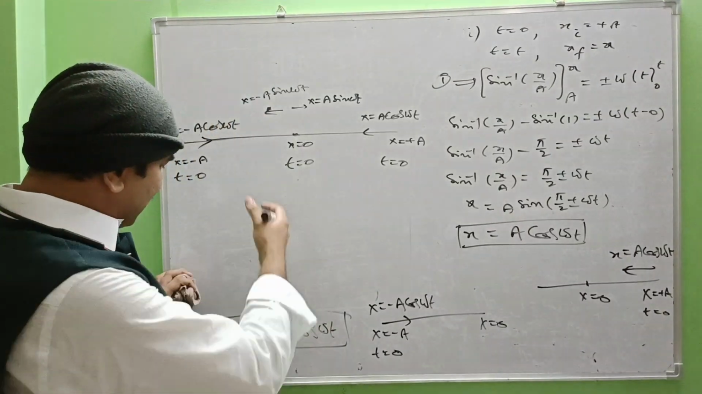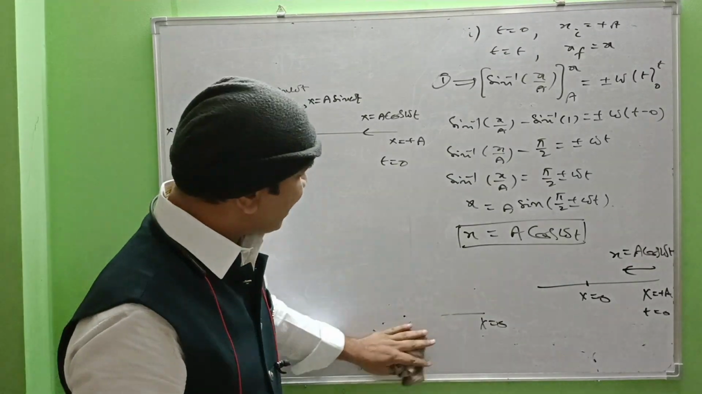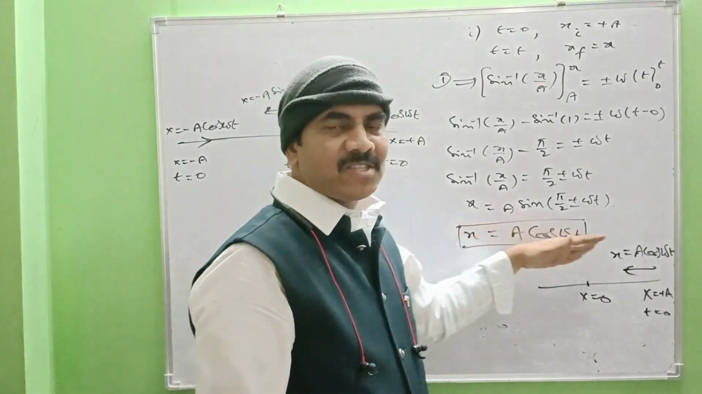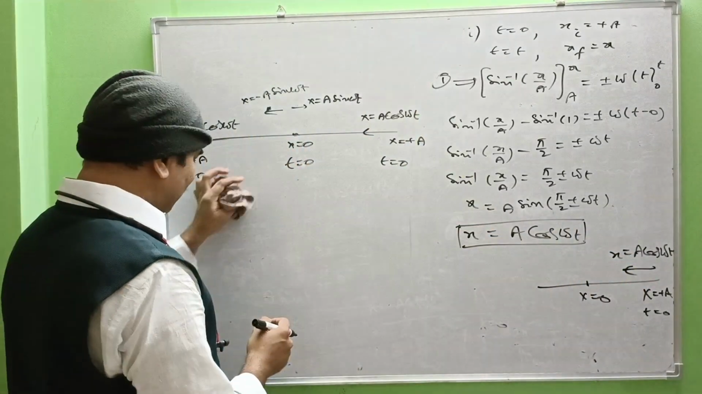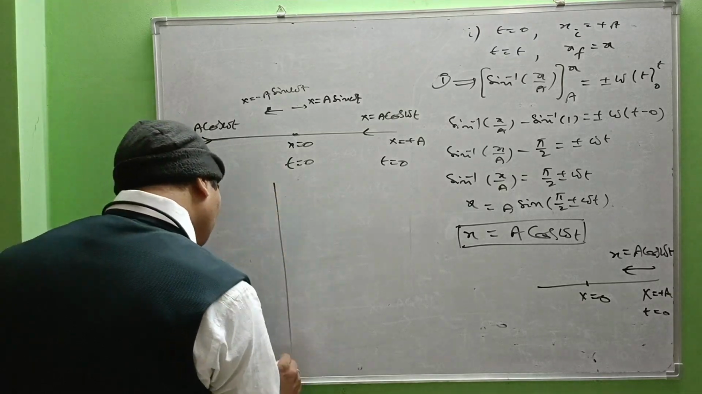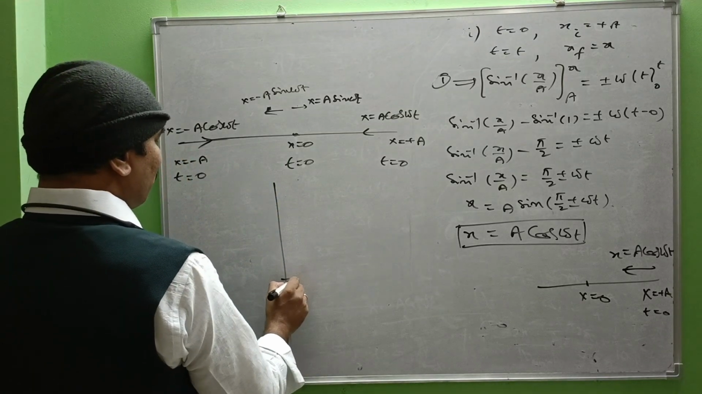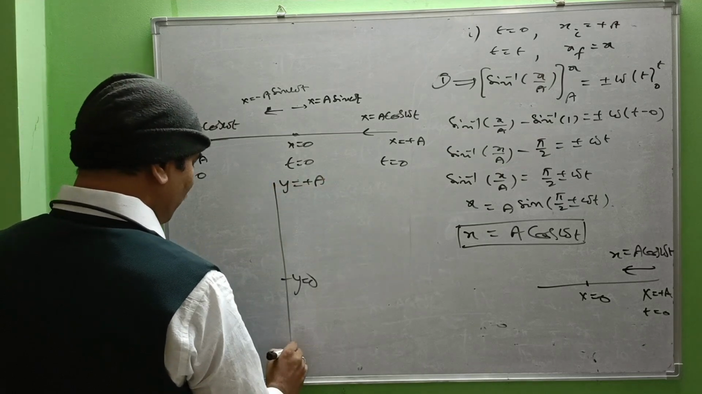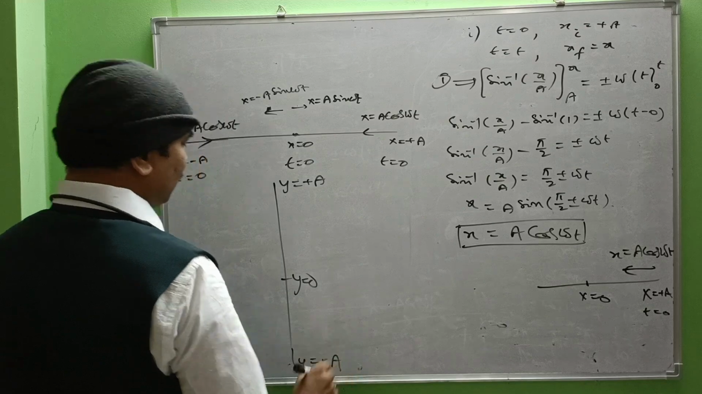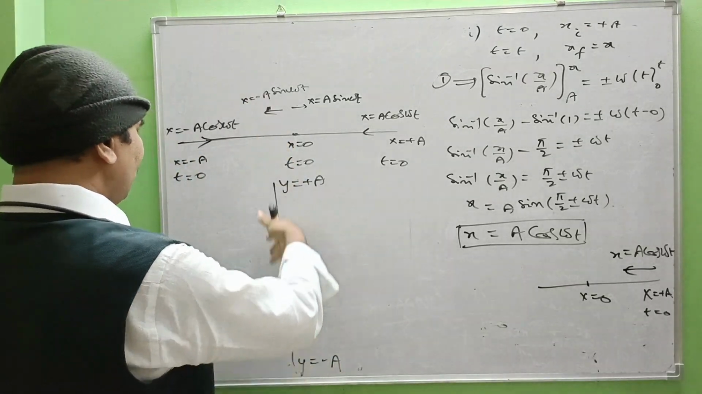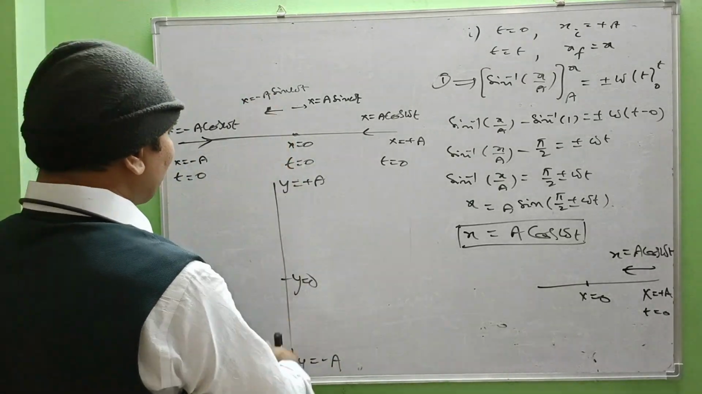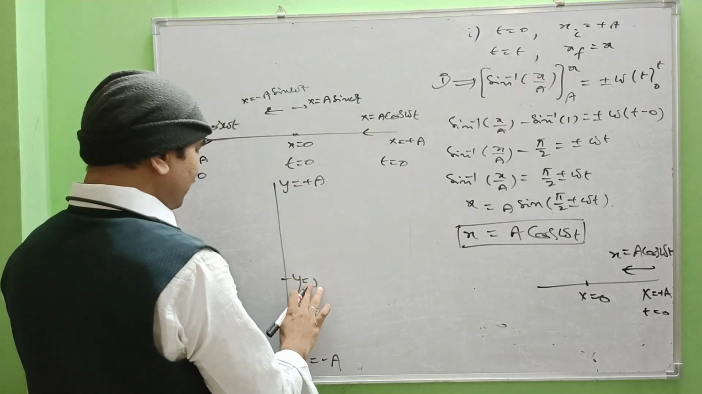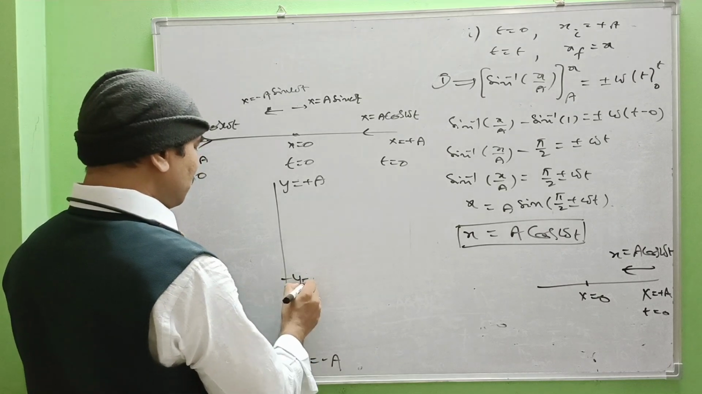Am I right? The same can be visualized along the y-axis also. Suppose the particle is not moving along x but along the y-axis. The same can be represented along the y-axis. See here, this is y equal to 0. This is y equal to plus a. This is y equal to minus a. So this is the oscillation of the particle, vertical. At y equal to 0 is the mean position.